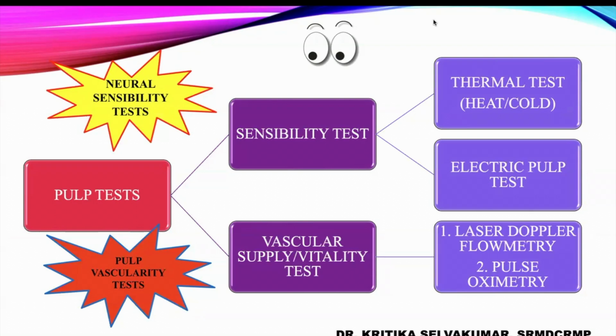We need to understand one thing clearly here: the commonly clinically employed thermal test and electric pulp test are assessing only the neural sensibility status of the tooth, and they follow the principle of stimulation of nerve fibers, which only indirectly tells us whether the tooth is vital or not. Whereas it is the pulp vitality or vascularity test which actually evaluates the pulpal vasculature.